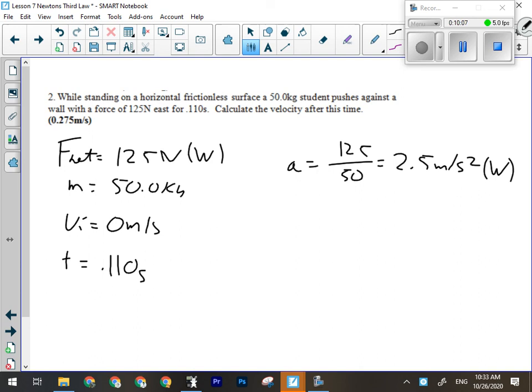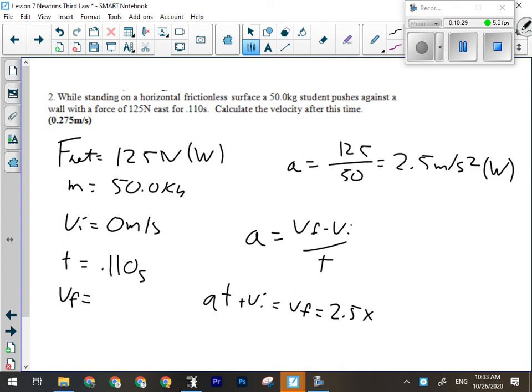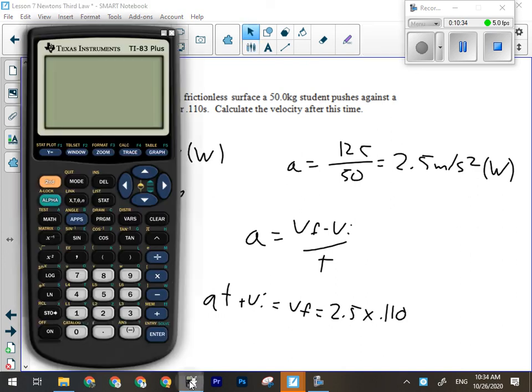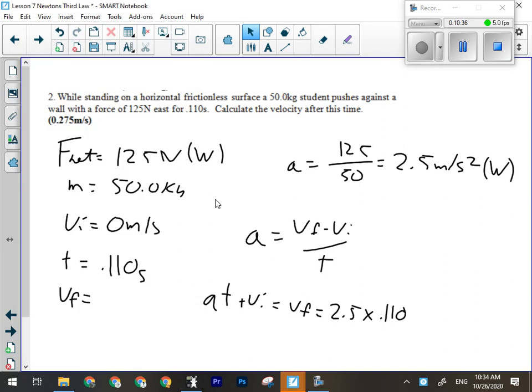Okay, I know VI, I know T. Now I know A, and I'm looking for VF. So I'm simply going to use this formula, A equals VF minus VI over T, and I'm going to manipulate for VF. So A times T plus VI equals VF. So that'll be 2.5 times 0.110 plus 0. So really it's 2.5 times that. So we got 0.275 meters per second west. That should say west after it.